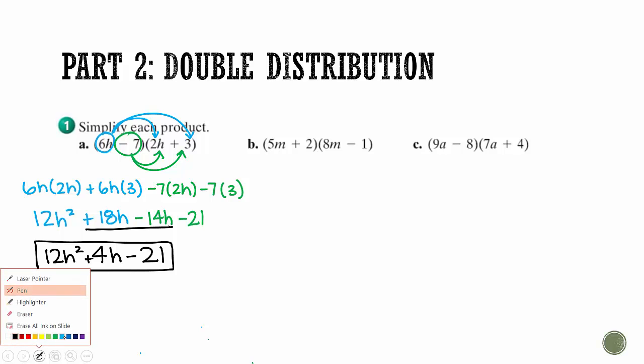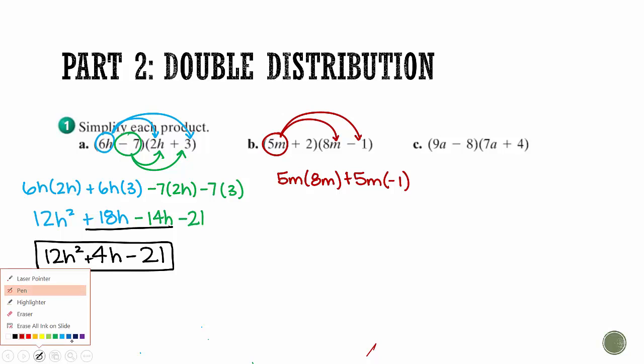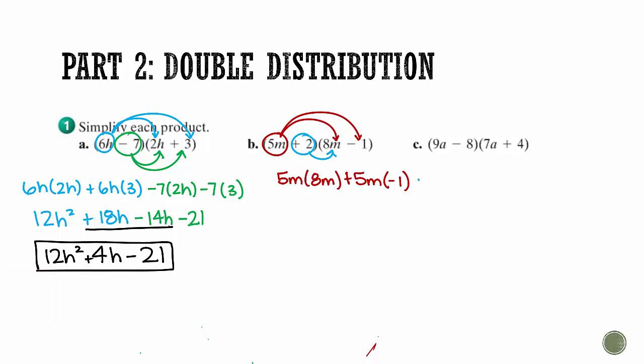So let's try another one. Double distribution. You're just distributing twice. So for this first one, 5m needs to get multiplied by 8m. And 5m also needs to get multiplied by negative 1. And then 2 needs to have its turn. So 2 needs to be multiplied by 8m. And 2 also needs to get multiplied by negative 1.